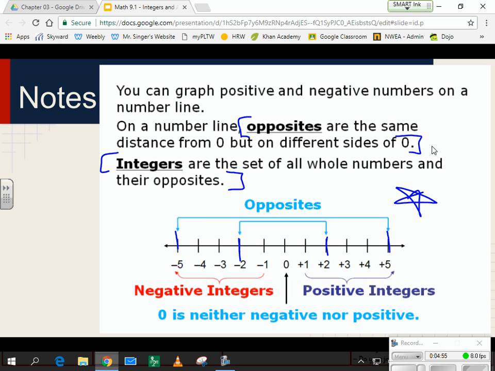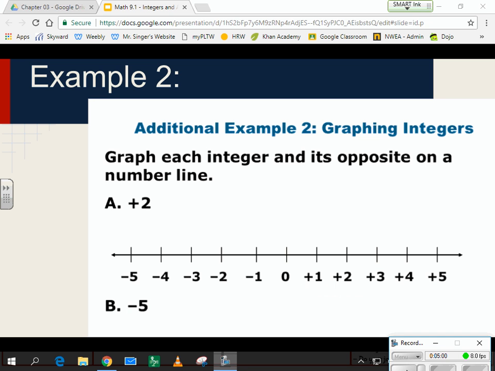Have this down. This is important to have before moving on. All right, so let's show you how easy it is to graph integers. So if I had a number line here that goes from -5 up to +5, and it says graph the integer and its opposite on number line, this is how you would do it. Let's start with 2. So I'm going to put a dot at 2 and a dot at -2.